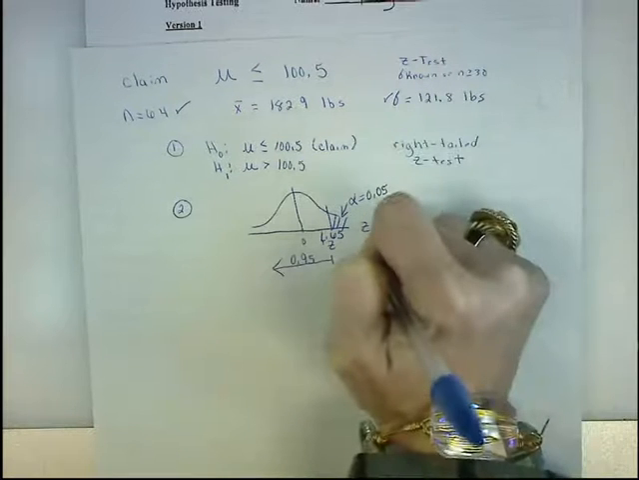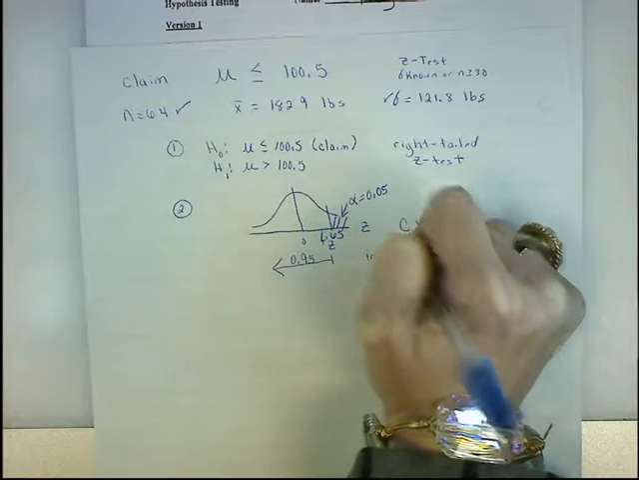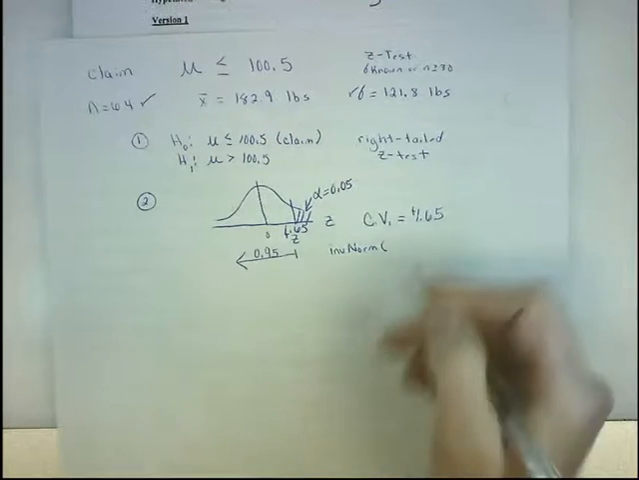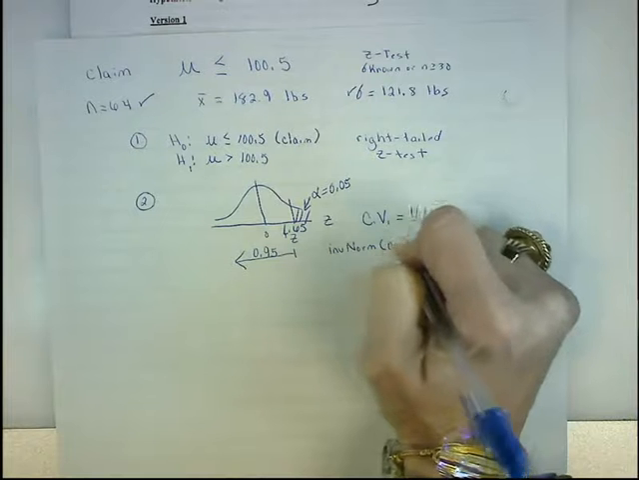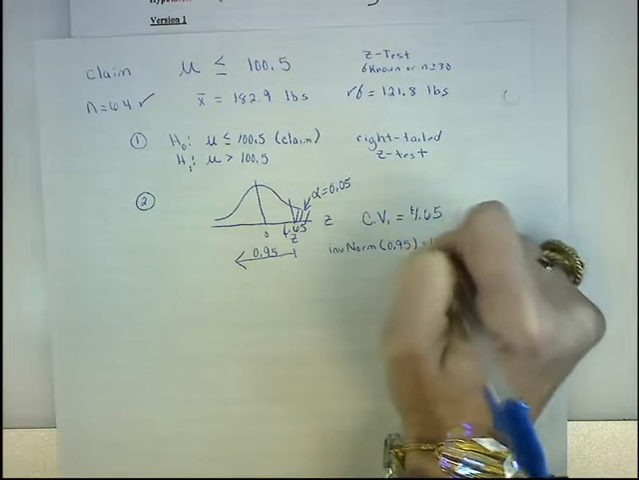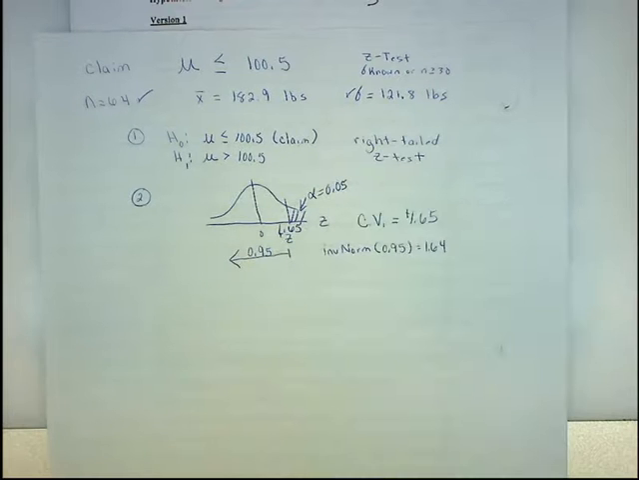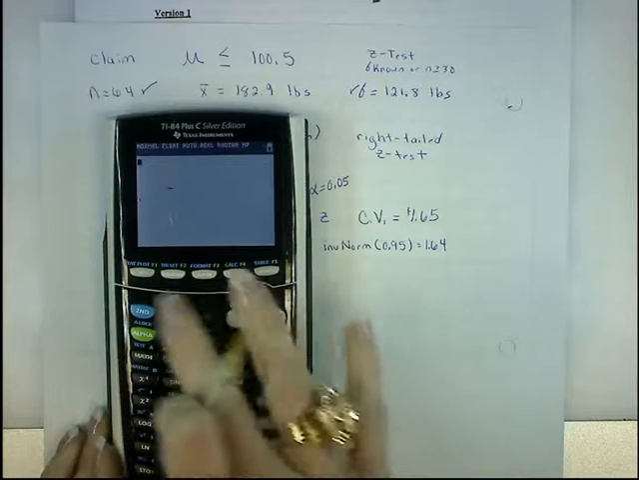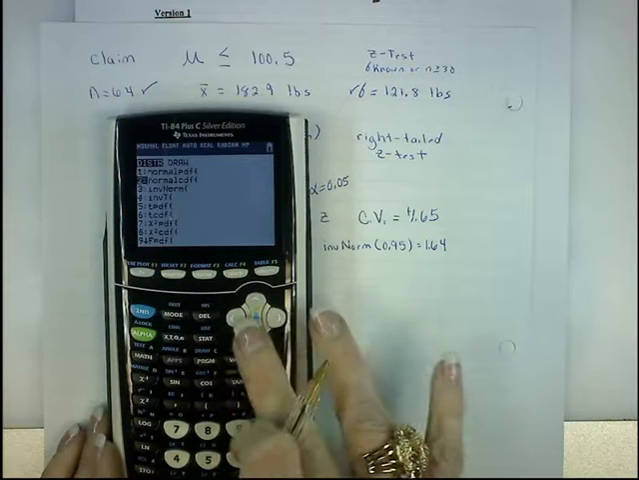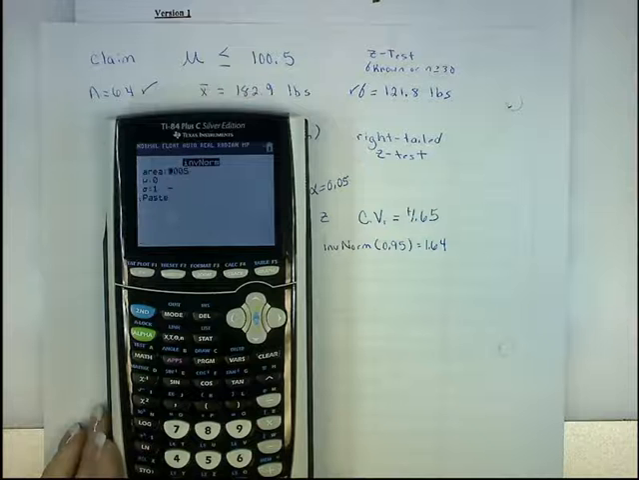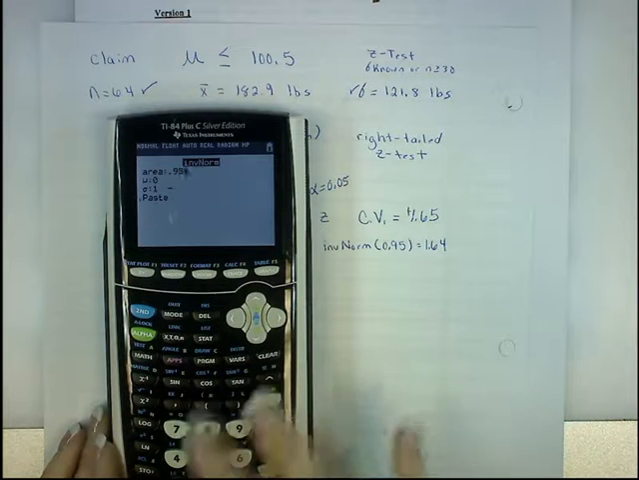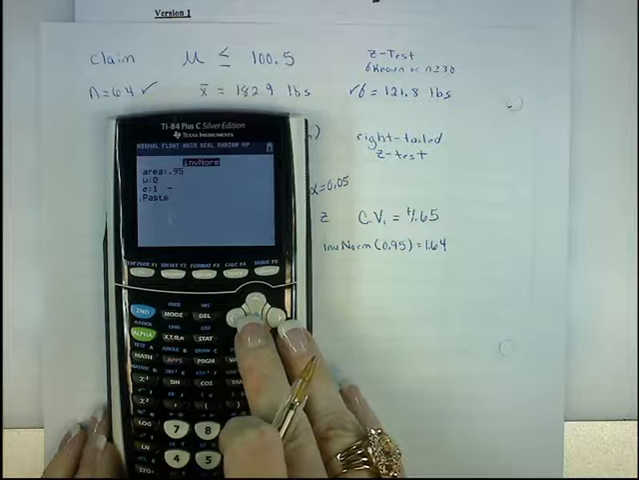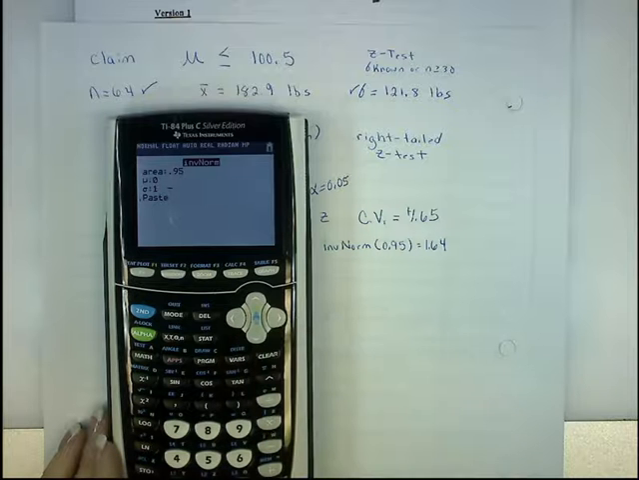If you do invert norm and you put in the area below the unknown positive z, again you'll put in 0.95 and you will get 1.64. I will show you invert norm now. Second variables, number 3. 0.95 is the area below it. Z distribution, the mean is 0, the standard deviation is 1, and paste. 1.64 to 2 places accurately.